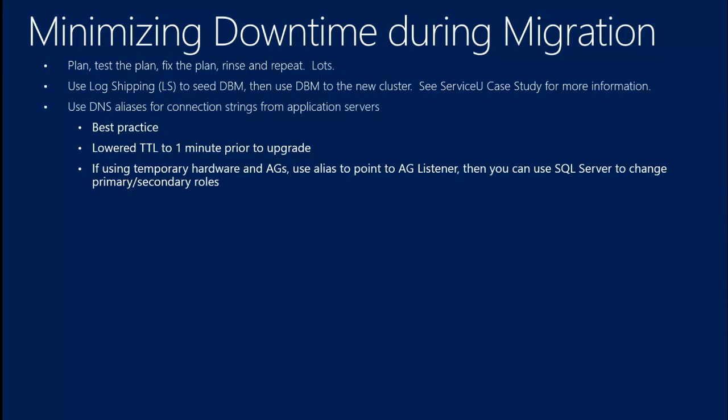The other thing that you want to do is always use DNS aliases to abstract your connection strings. If you do this with your application before you do an upgrade, nothing changes with your application. It's still connecting to the same DNS alias. You just go into DNS and point it from the old cluster to the new cluster, reboot maybe to remove any connection pooling, and you're back up and running.